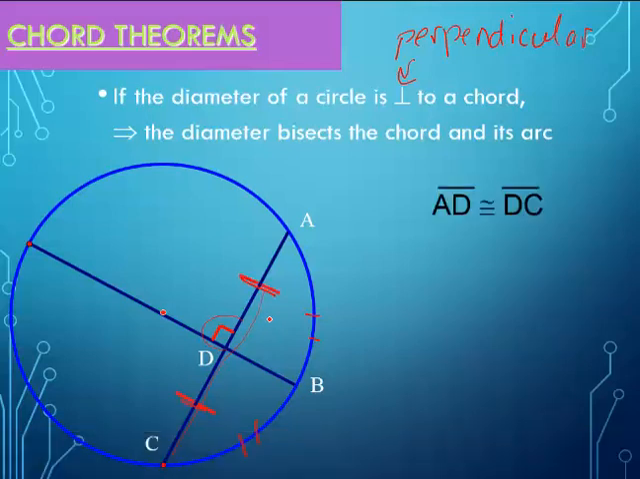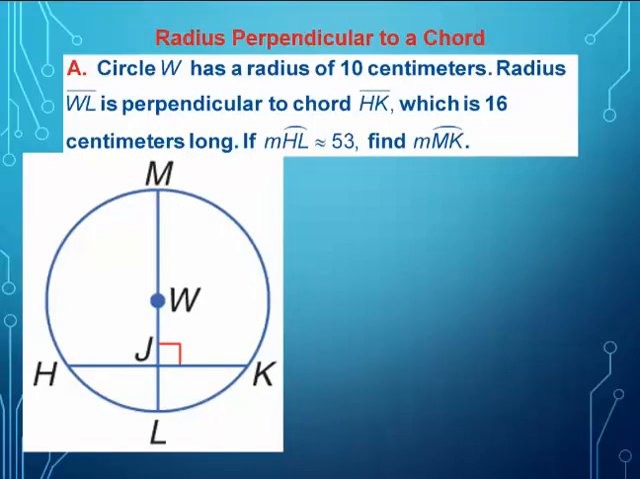Okay, so AD, this section, is going to be congruent to DC, and our 2 arcs. We can write congruency statements. Arc AB is congruent to arc BC. So let's use that here. We have circle W. It has a radius of 10. Okay, radius of 10. So I'm going to write that in here. I may not use it, but I might. So this is 10.